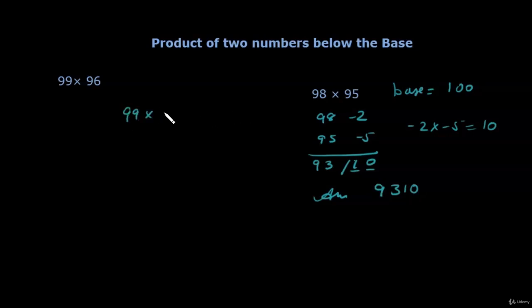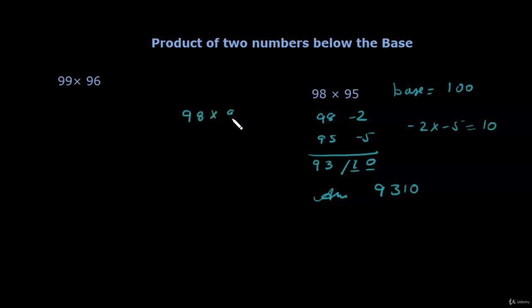Now let's try to understand how to do it faster and mentally. If we have to multiply these two, first of all we will decide the base, that is 100, and this is 1 below the base and this is 4 below the base. For the first part of the number, either we will subtract 1 from 96 or we will subtract 4 from 99. Both ways we are getting 95. For the second part, we will multiply this, that is 4. But this has to be a 2-digit number because the base is 100.